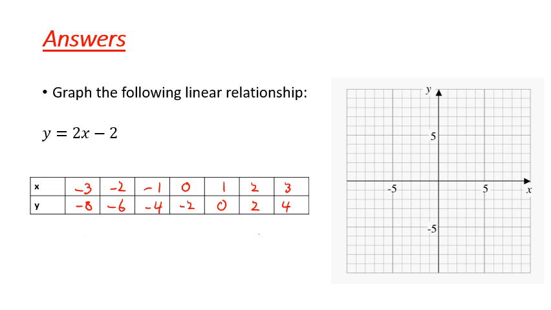So there's a pattern. Now I'm going to plot these points. -3, -8, -2, -6, -1, -4, 0, -2, 1, 0, 2, 2, and 3, 4. And you can see that that line is y equals 2x, take 2.